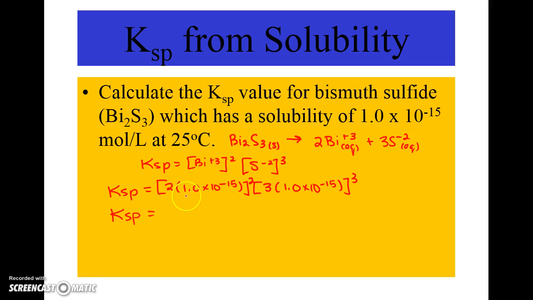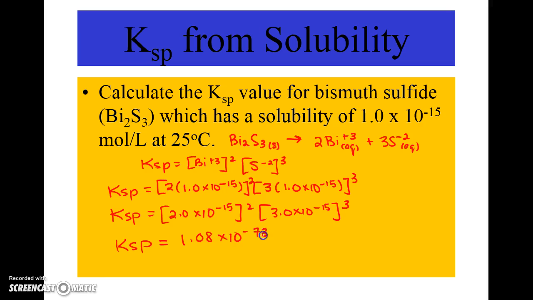Ksp, let's see, I went ahead and forgot a superscript, is equal to 2.0 times 10 to the minus 15th squared times 3.0 times 10 to the minus 15th cubed. I'm going to ask you to try to solve this on your own. And you're going to get 1.08 times 10 to the negative 73. Very, very little bit will dissolve. Okay, in fact, we consider both of these things to be precipitates.